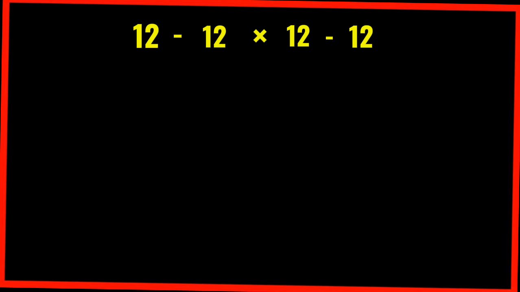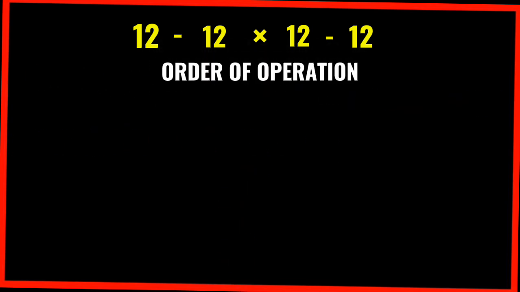12 minus 12 times 12 minus 12. At first glance, it might look easy, and you may be tempted to subtract 12 from 12 right away, getting 0, and then do the same for the other 12 minus 12, ending up with 0 times 0, which equals 0. However, that answer is incorrect because we must follow the order of operations, also known as PEMDAS.